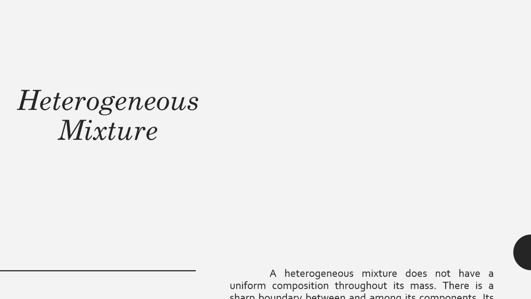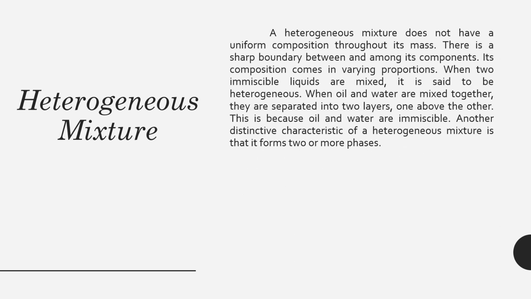Number 1, heterogeneous mixture. So what is a heterogeneous mixture? A heterogeneous mixture does not have a uniform composition throughout its mass. There is a sharp boundary between and among its components. Its composition comes in varying proportions. When two immiscible liquids are mixed, it is said to be heterogeneous.